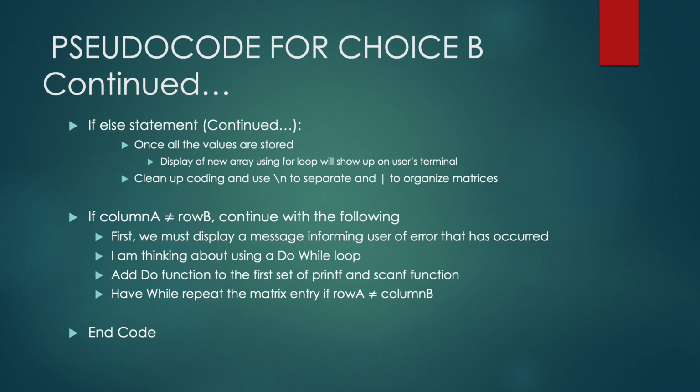Once all the values are stored within the for loops, we have to display the new array using another for loop that shows it on the user's terminal. We use it the same way as before with I and J, and we just print out the result of the multiplication. Then towards the end of the if statement, we clean it up and use \n to space out the printf functions and add a line, the absolute value line, to divide all the matrices to make it all look organized.